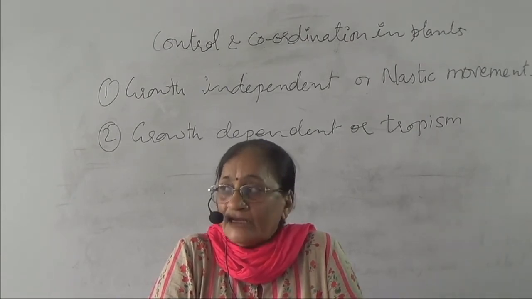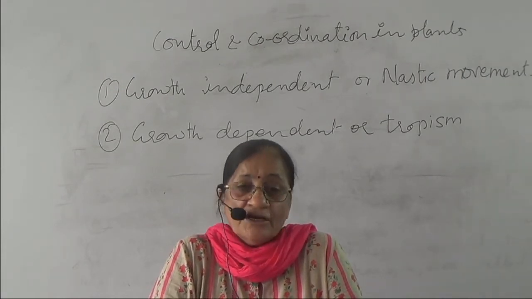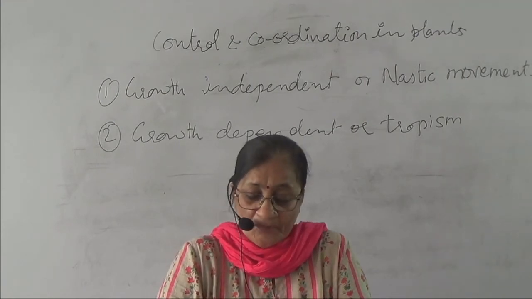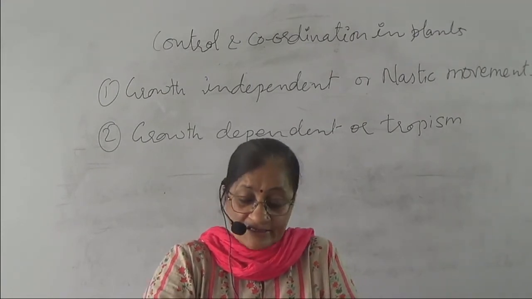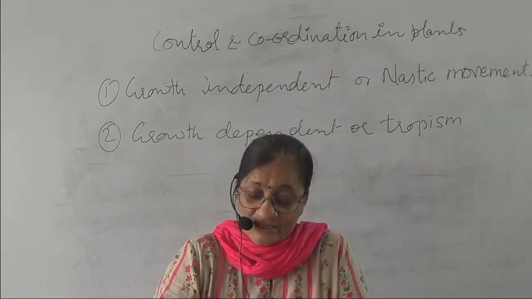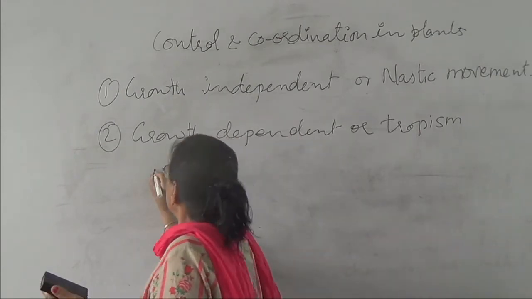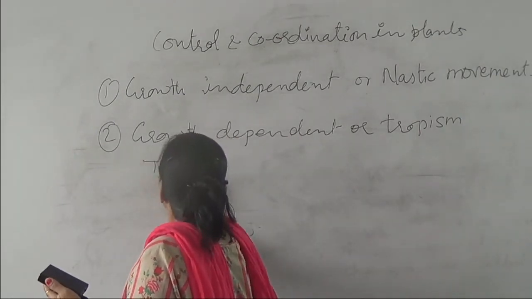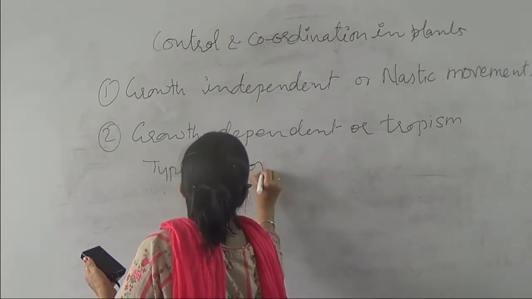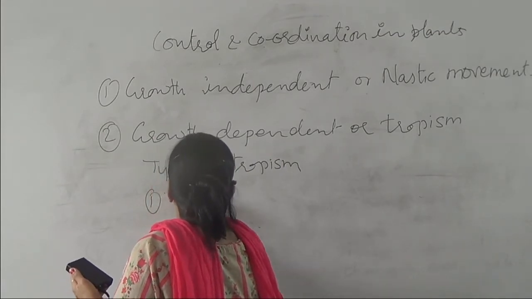There are four types of tropism, in which the first is phototropism. Phototropism is the directional movement of a plant part in response to light stimulus.